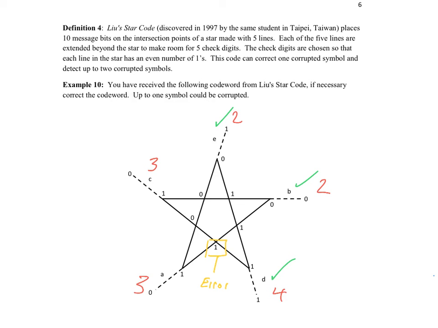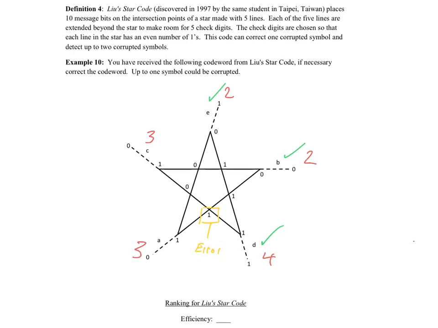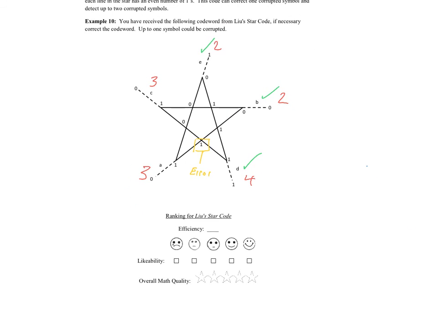Okay, so we're all ready to rank lose star code. So if we just get that onto our screen as well, what is the efficiency of lose star code? I'll let you pause the video now and think about that. Okay, so the efficiency is the message length. Everything on the star itself is a message. You get to make those ones and zeros whatever you like, and there's 10 of them. Plus there's 1, 2, 3, 4, 5 check digits around the outside.